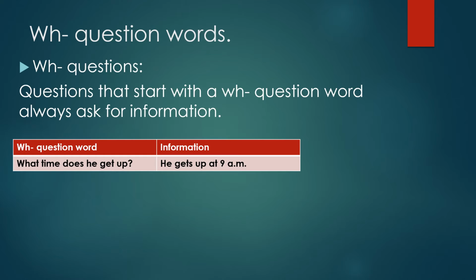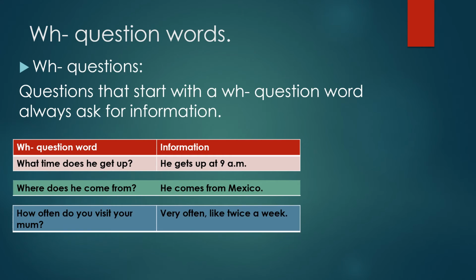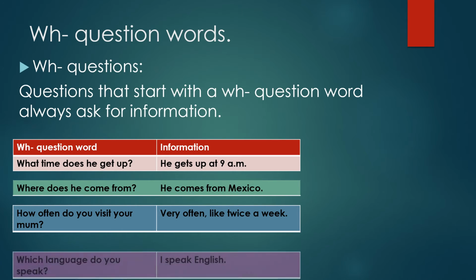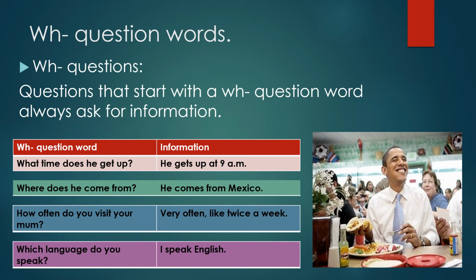Example, what time does he get up? He gets up at 9 a.m. Where does he come from? He comes from Mexico. How often do you visit your mom? Very often, like twice a week. As you can see, in all these questions, we are requiring information. The last example, which language do you speak? I speak English. Remember, questions that start with a WH question word are always asking for information.